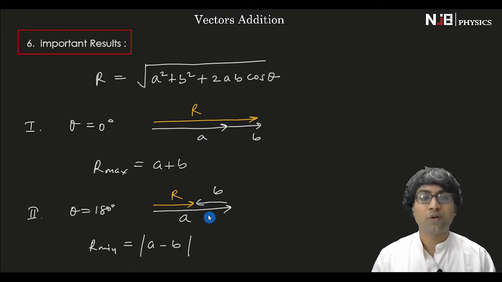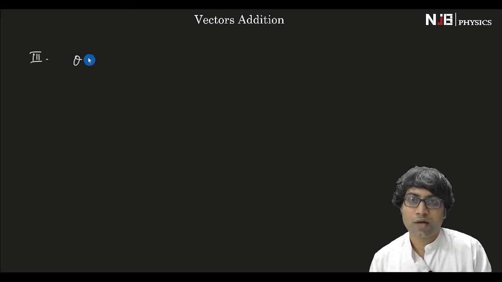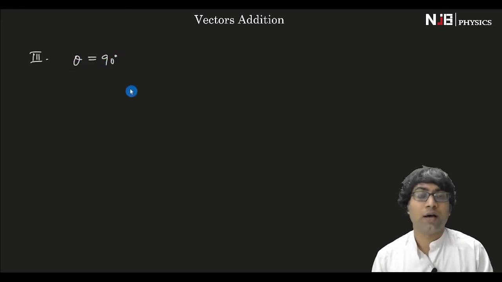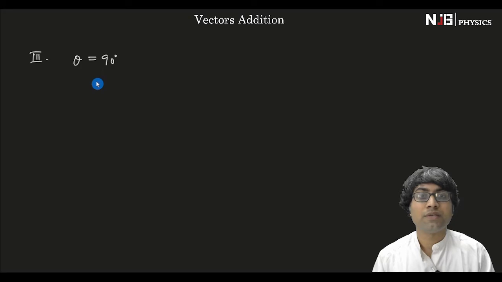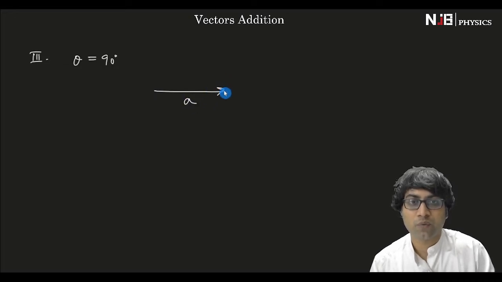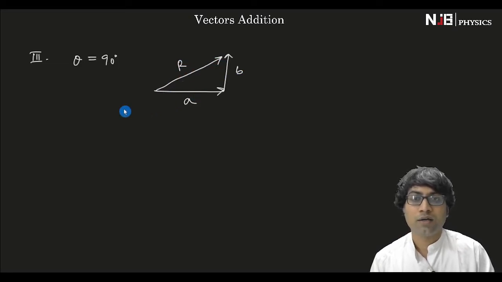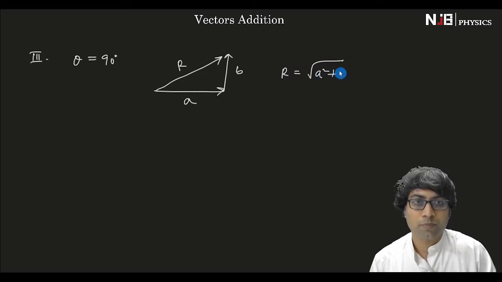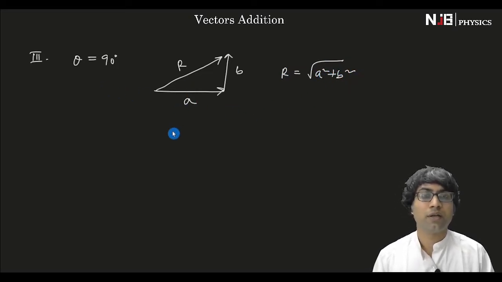Let's now talk about what will happen if the two vectors are perpendicular or orthogonal to each other. If the two vectors are orthogonal to each other, that means the angle between them is going to be equal to 90 degrees. So if this is your first vector, a vector, and the second vector will start from where the first vector has ended, and this is going to be the resultant vector r. So r is equal to the square root of a squared plus b squared in this particular case.